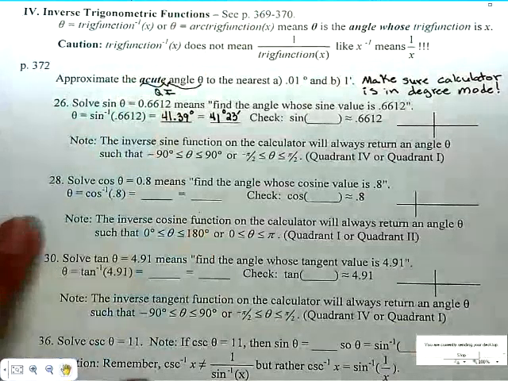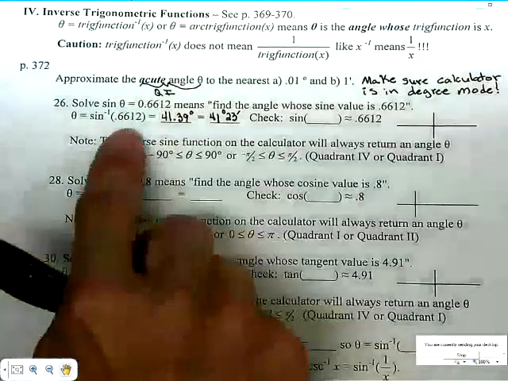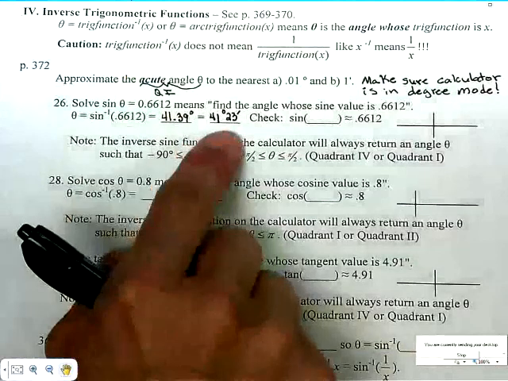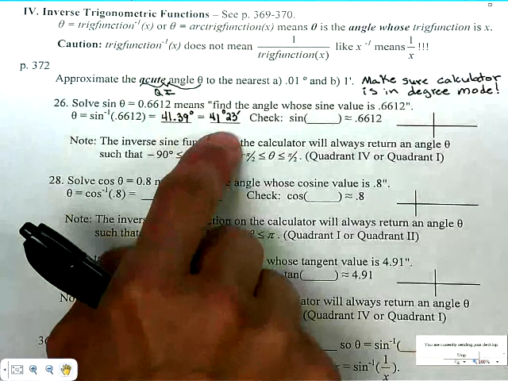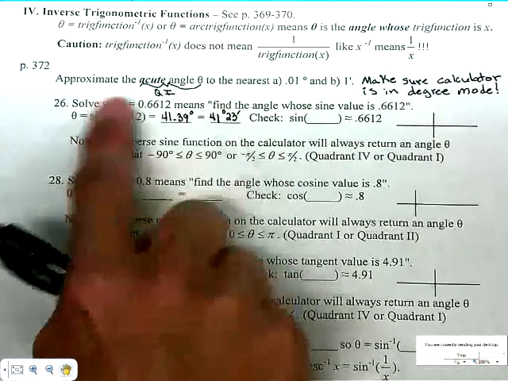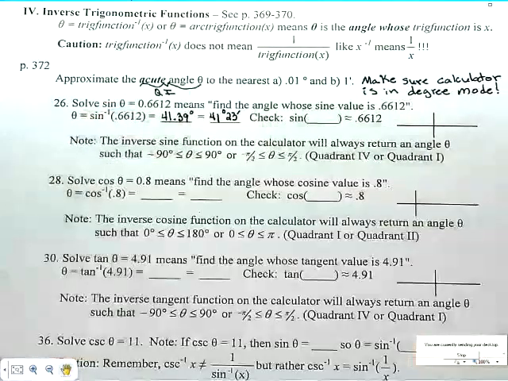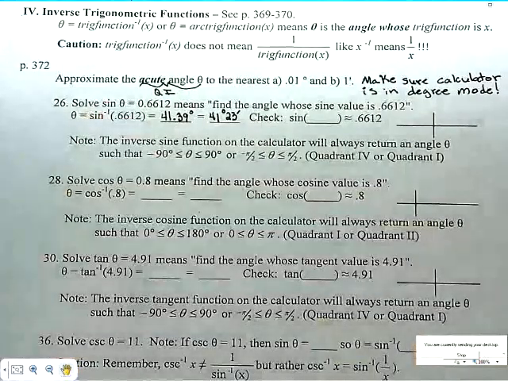It's not either one. It's a y value. It's a y coordinate of a point. So this 0.6612 is not degrees or radians. We're looking for an angle. If my calculator's in degree mode, the calculator will give me that angle in degrees. If it's in radian mode, it'll give me that angle in radians. In some later problems, it says give me the same thing in radians. Just read the directions to see which mode to have your calculator in.